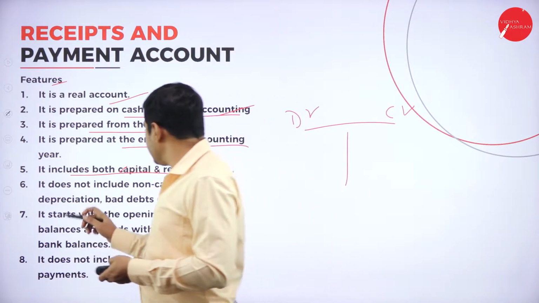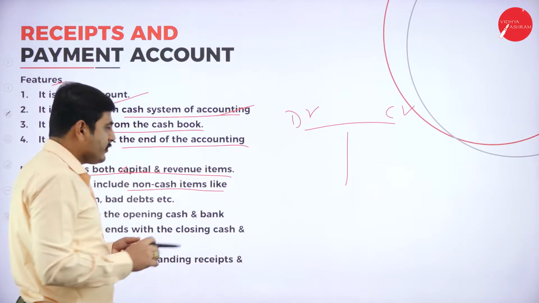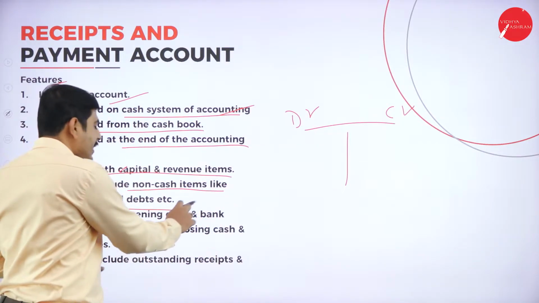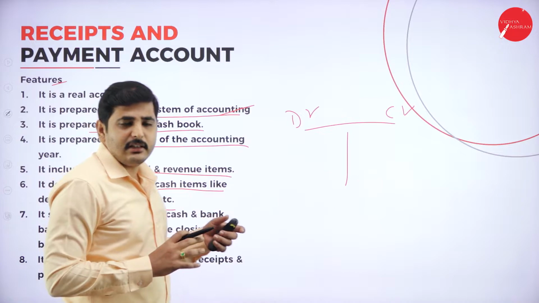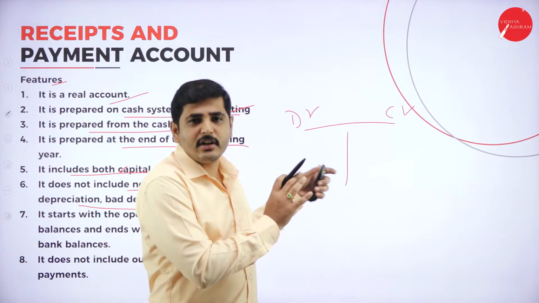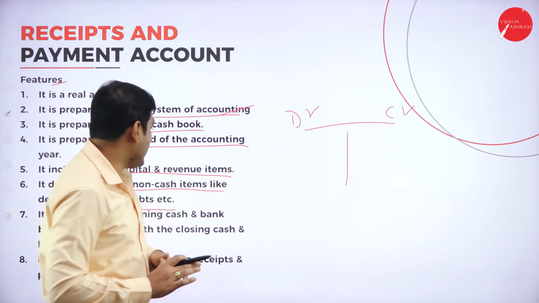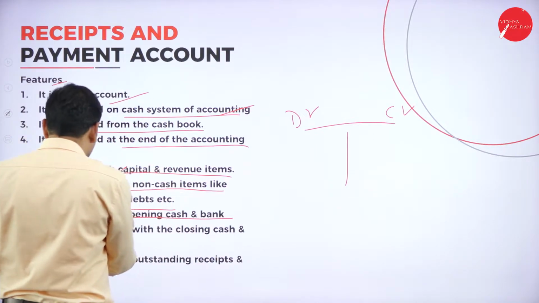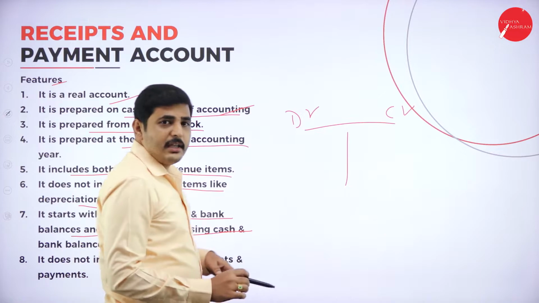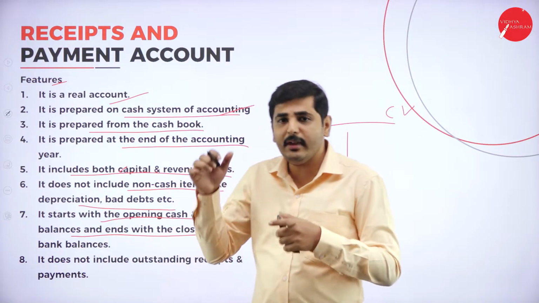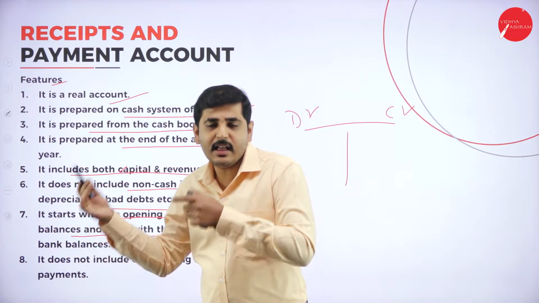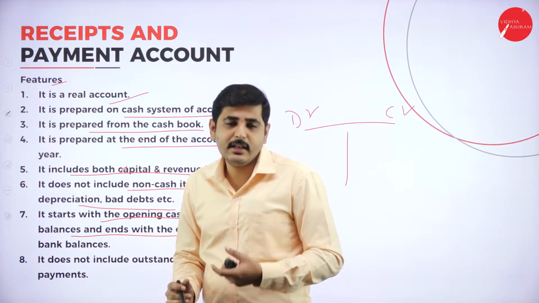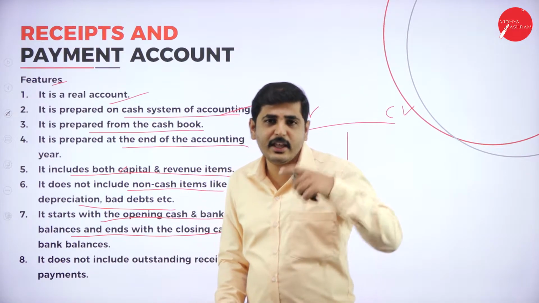Next one, it does not include non-cash items like depreciation and bad debts. Which is not in the form of cash does not come in the receipts and payment account. Next one, it starts with the opening cash and bank balance and ends with the closing cash and bank balance. See, the previous year closing balance is the current year opening balance. The current year closing will be the next year opening.